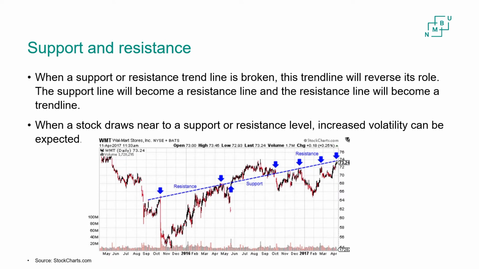So what happens when the trend line is breached? Well, then the trend line will reverse its role. So a resistance trend line would become a support trend line, and a support trend line would become a resistance trend line.